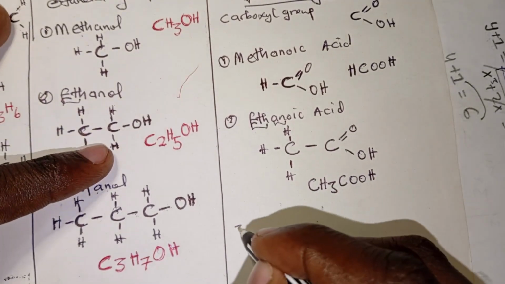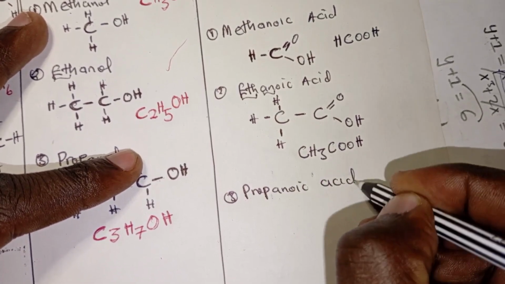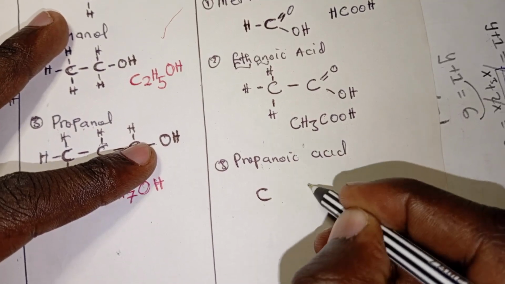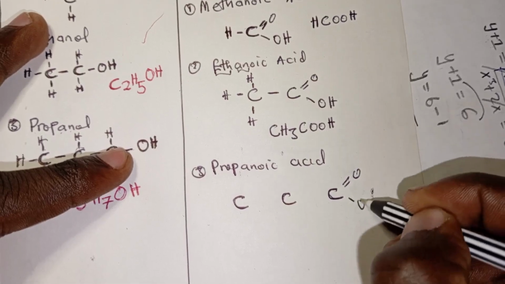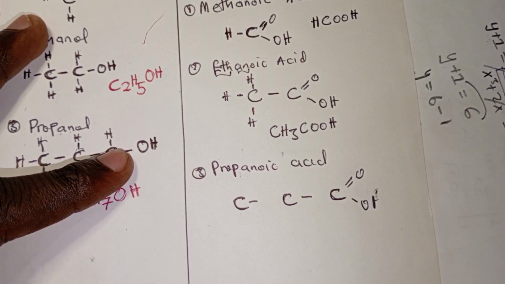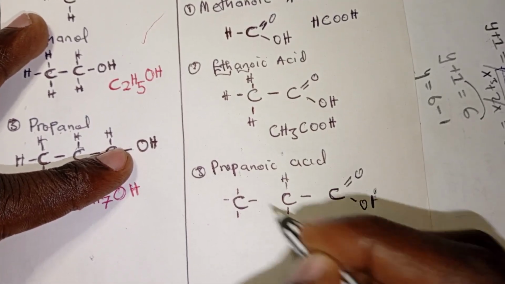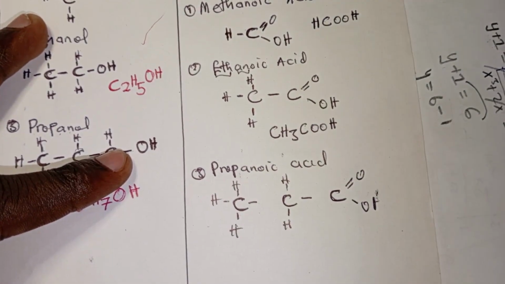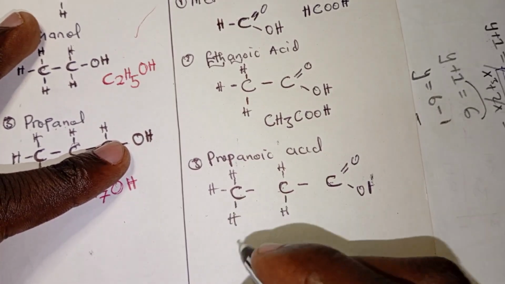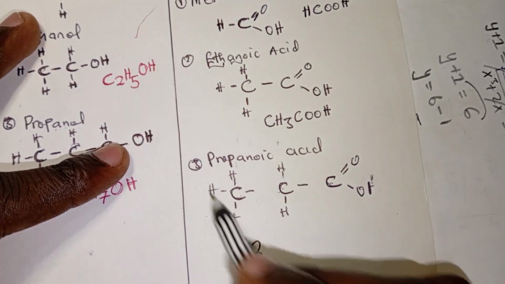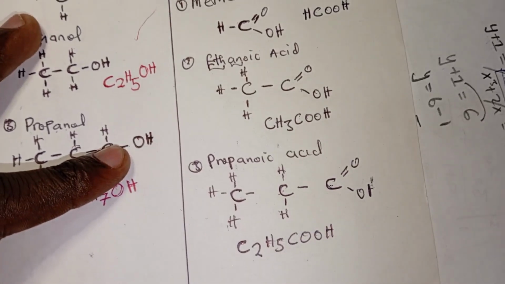Okay, and the last one that we'll do is prop, then anoic acid. So you write C. Then you add the functional group. Single bonds everywhere. This one needs 3 more bonds to make it 4. This one needs 2 more bonds. So that is the propanoic acid structure. 1, 2, so you write this one as C2. The H are 1, 2, 3, 4, 5, so H5, and then COOH. As simple as that.